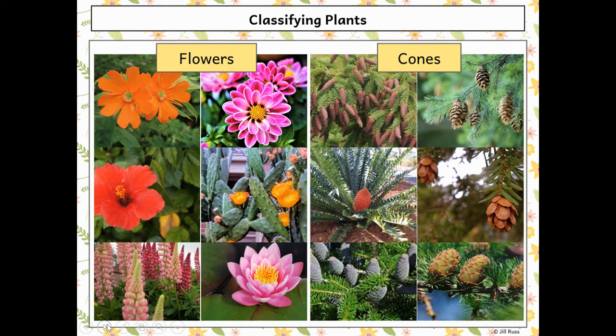Another way we might look at classifying plants is, do they have flowers or do they make cones? And we've talked about both flowers and cones produce seeds that allow the plant to make a new plant or reproduce. But these are different ways we might classify them. All the plants on the left make flowers, where the plants on the right all make a type of cone.